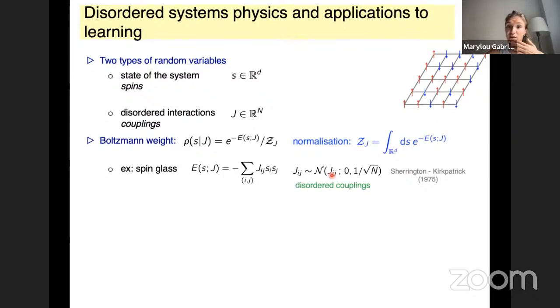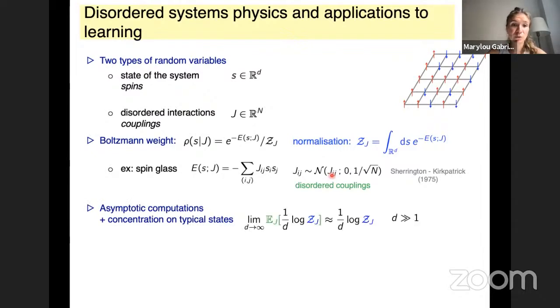It turns out that it's actually possible to do asymptotic computations for which we will have concentration on typical states. So if we are in a very large system, and we look at the disorder average of the free energy, the log of the partition function, then we'll see that it concentrates on the typical values. If you do the average, you will see the same free energy as if you just drew one configuration at random from the distribution. So ultimately it means that it doesn't depend on the realization of the disorder, and this is the simplification we are going to be looking into in our computations.